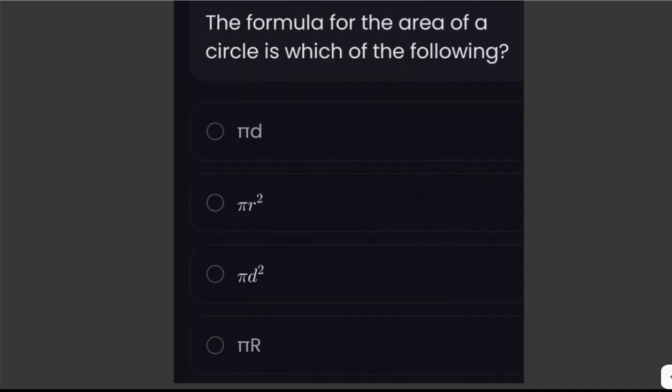The formula for the area of a circle is which of the following? So in solving for the area of the circle, we use this formula, pi times the square of its radius. So the answer here is this one, pi r squared.